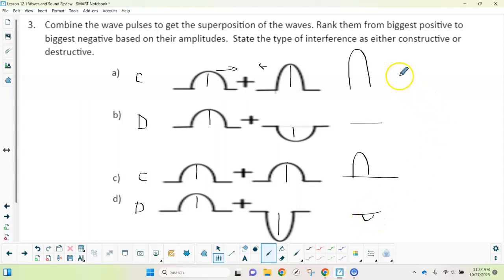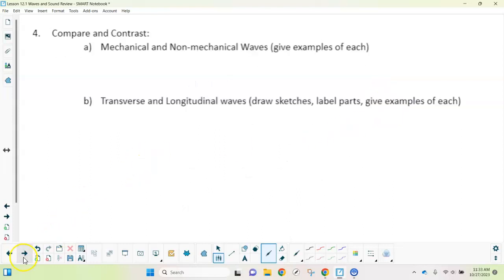So from biggest to smallest, the biggest positive would be A. The next biggest positive would be C. Then B would be next because that's 0, since they just cancel. And then finally D would be the biggest negative. So this is the most negative on that side, and this is the most positive in terms of their amplitudes on that side.